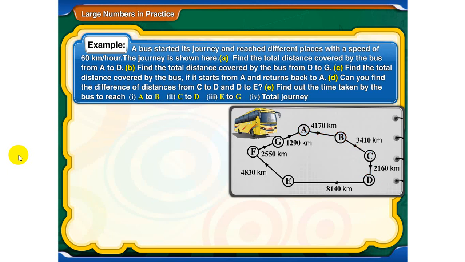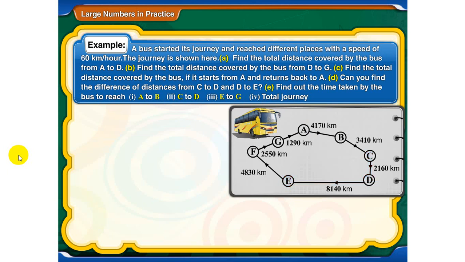B. Find the total distance covered by the bus from D to G. C. Find the total distance covered by the bus if it starts from A and returns back to A. D. Can you find the difference of distances from C to D and D to E?